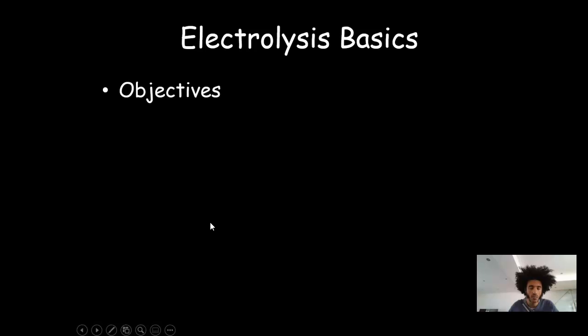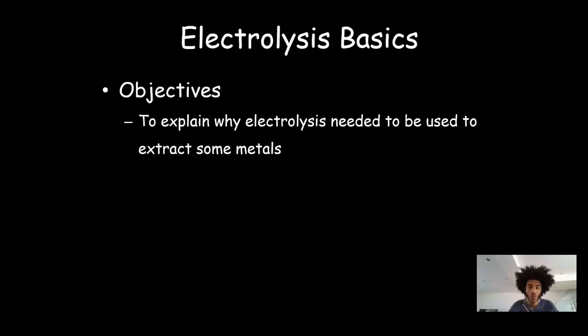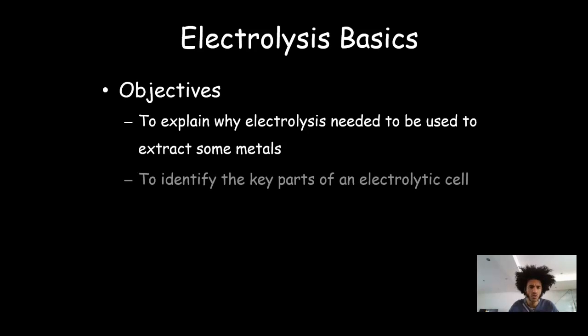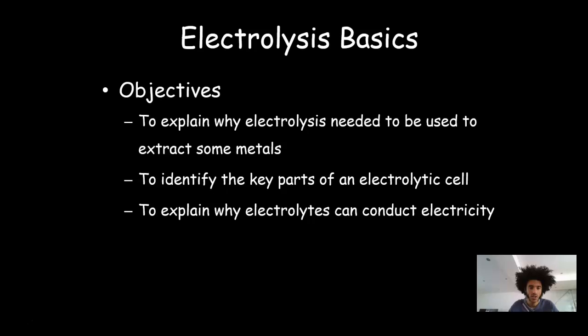In terms of the aims of today, there are basically three things I want achieved from this session. First, to explain why electrolysis is actually needed in the first place, to extract particularly metals from their ores, because that's mostly why it's used. Also to identify the key parts of an electrolytic cell, and finally to explain why electrolytes can conduct electricity in the first place.